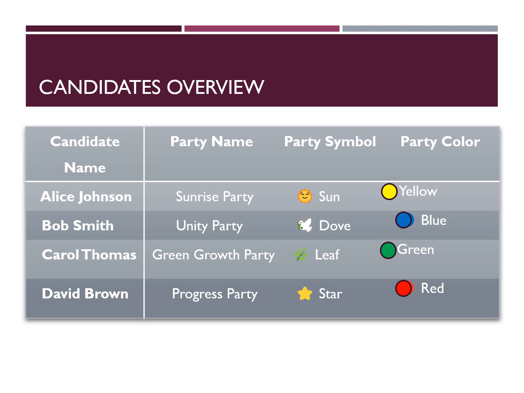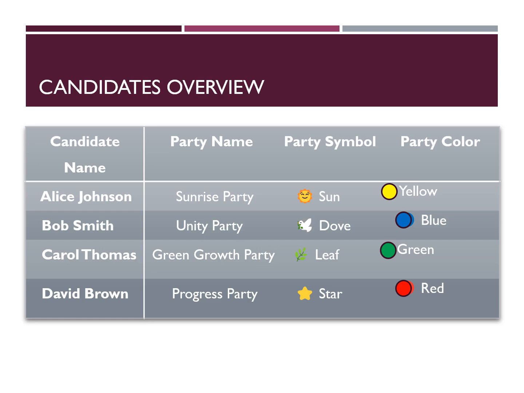Secondly, we have Bob Smith, party name Unity Party. This suggests a platform of bringing people together or national harmony. Party symbol, a dove, and party color, blue. Thirdly, we have Carl Thomas, party name Green Growth Party. This clearly indicates an environmental focus with an economic platform. Party symbol, a leaf, party color, green.